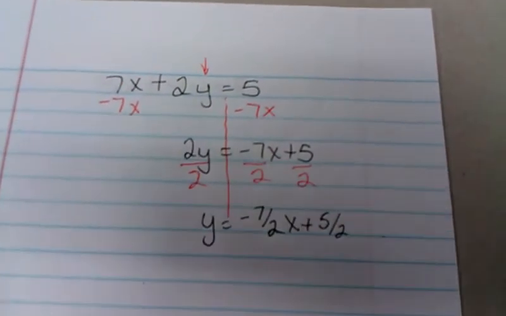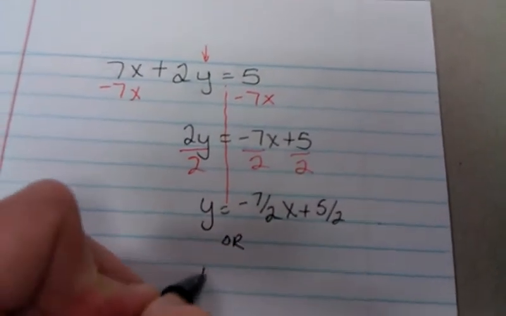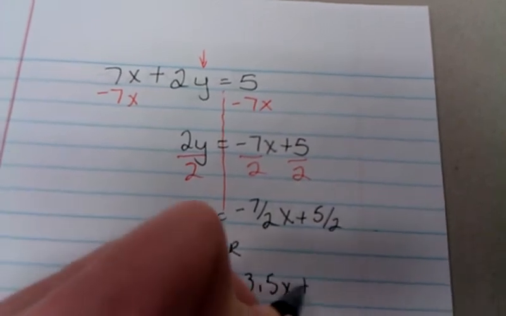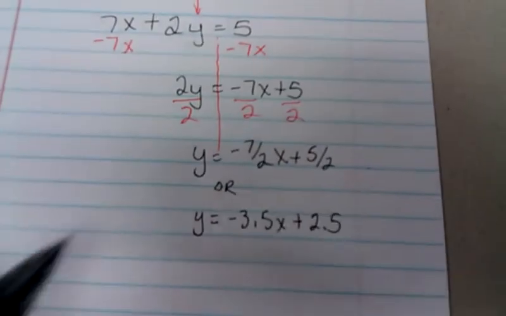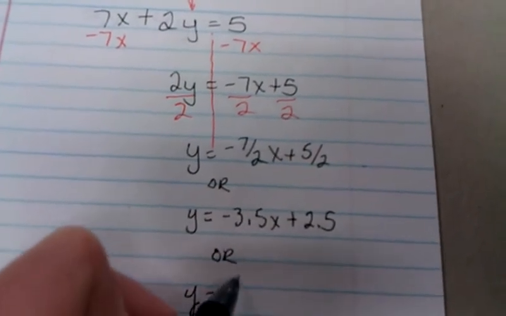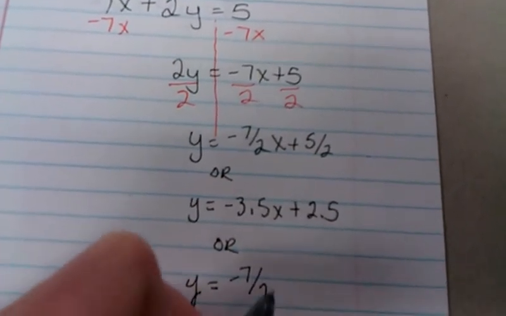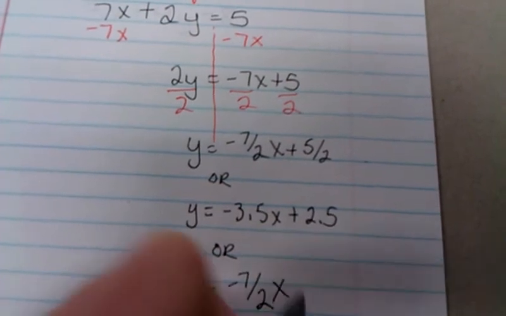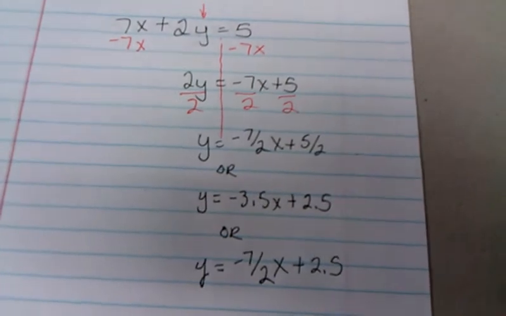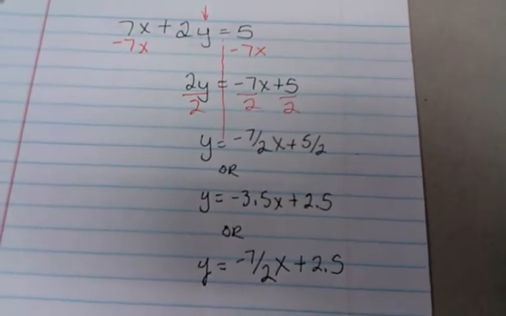You can write it like that. We could divide it and get the decimals, which is negative 3.5x plus 2.5. We could even leave the slope as a fraction, which I like to do in case we need to graph, and put the other one as a decimal. Okay, any one of those is acceptable.